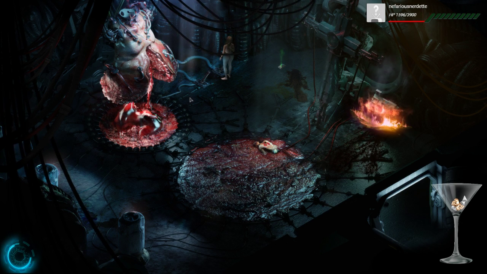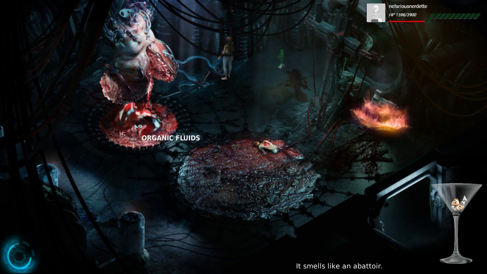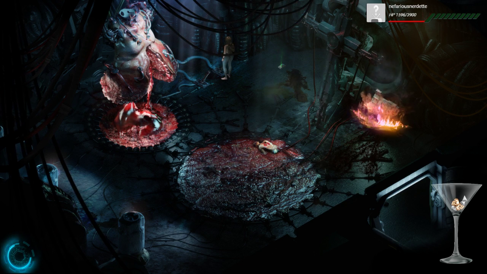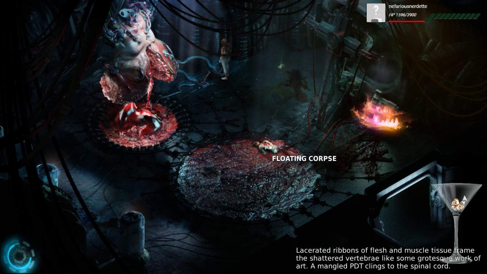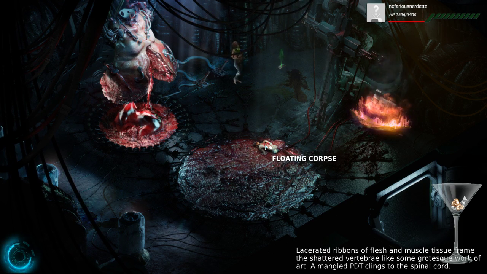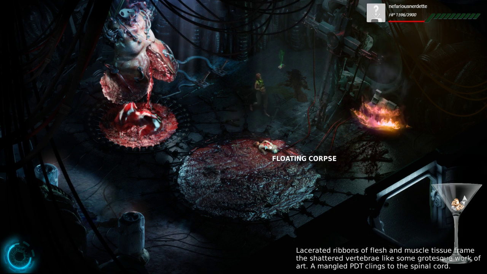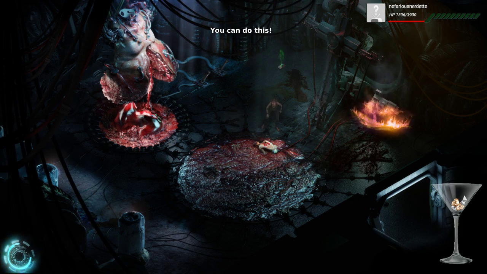Yeah. Yeah. Organic fluids. Smells like an abattoir. Alright, so that's split open now. But, hey, look at that. I can access the floating corpse now. Look at that. It's delicious.